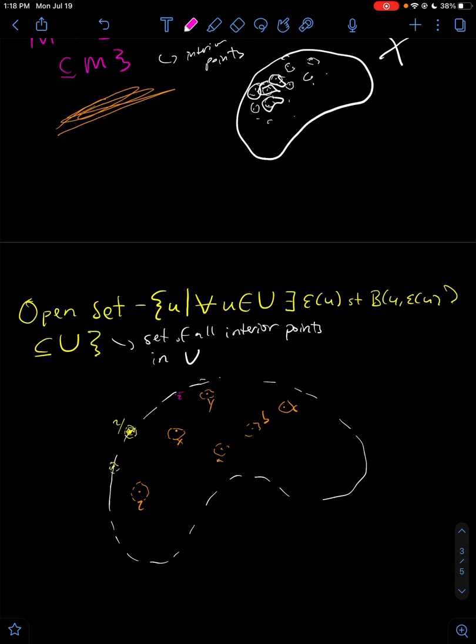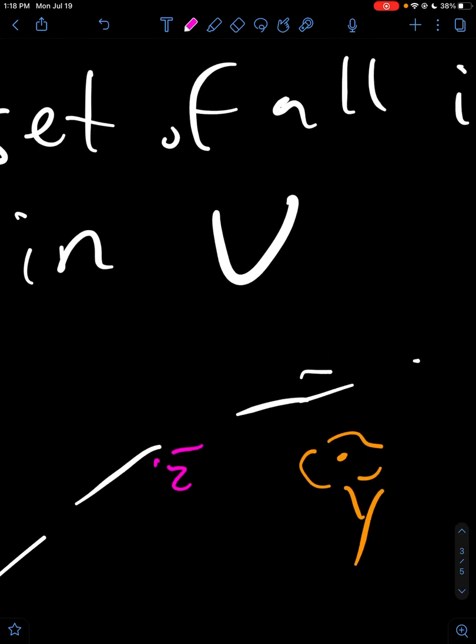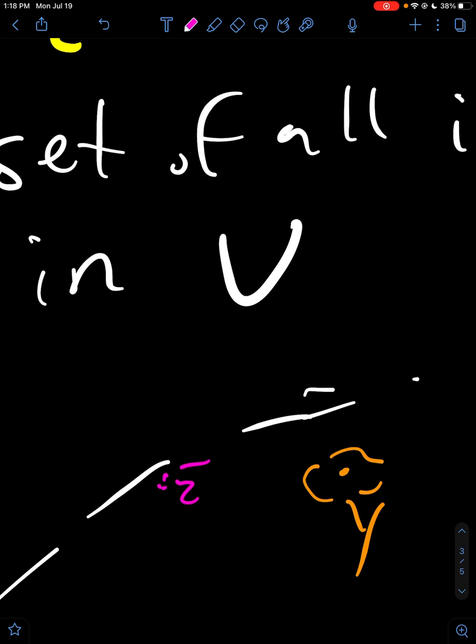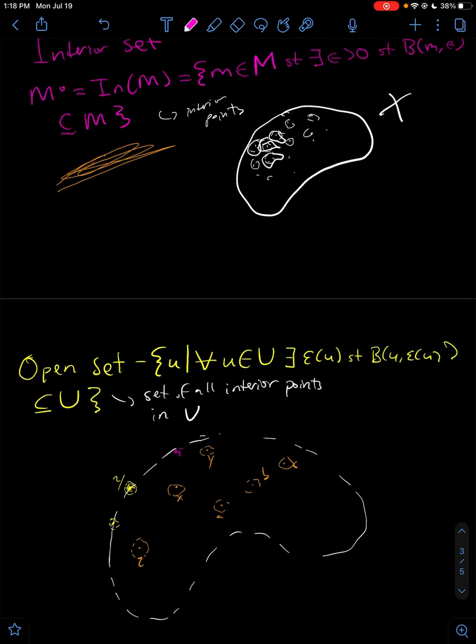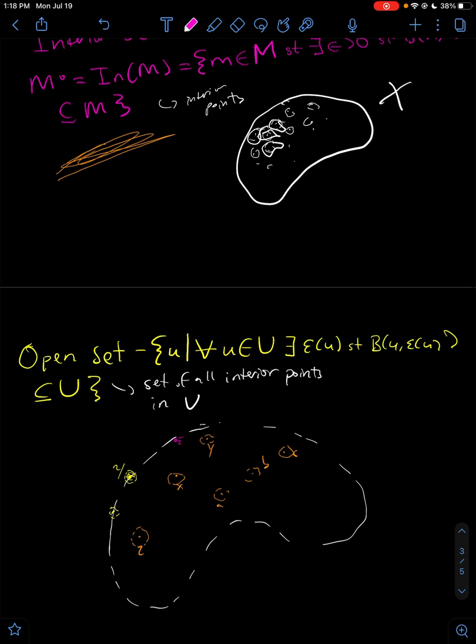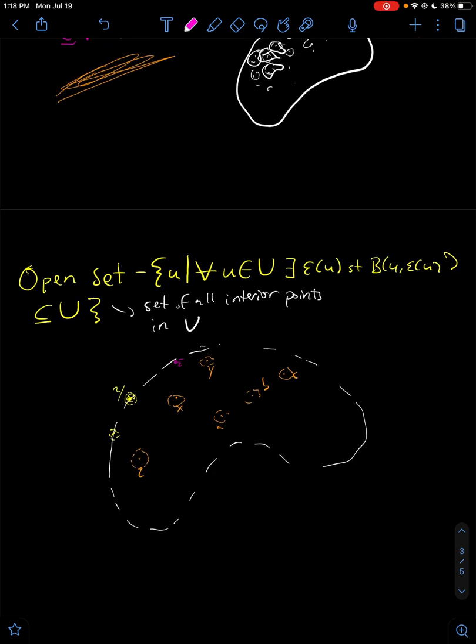Because I can have some point, like let's call this point z tilde. There's still some really small ball around z tilde that does not go to the boundary. But the boundary itself isn't in the set, since balls around points on the boundary are not completely contained in the entire set.